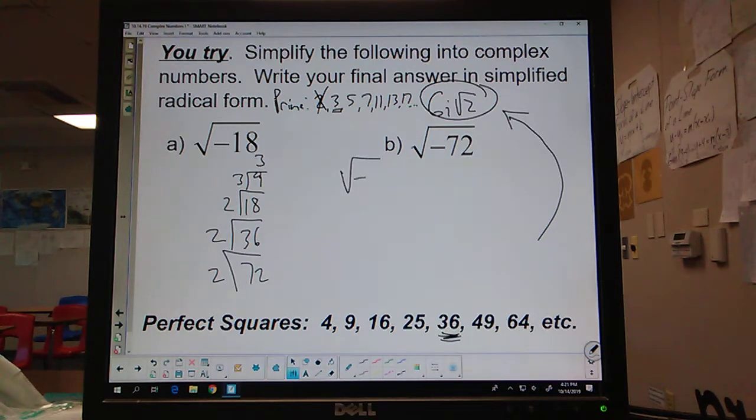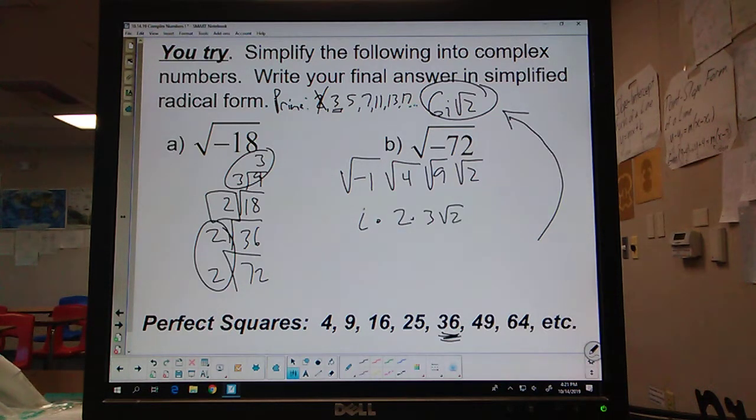Therefore, I can say this. There's my negative 1. How about picking out two 2s? That's going to be 4. How about picking out two 3s? That's going to be 9. How about keeping the last 2 by itself? So in other words, there's 4 times 9 times 2. There's the 36 we were talking about. Or it's i times 2 times 3 times radical 2. Square roots right there. So there's still i times 6 times radical 2, which is 6i radical 2.